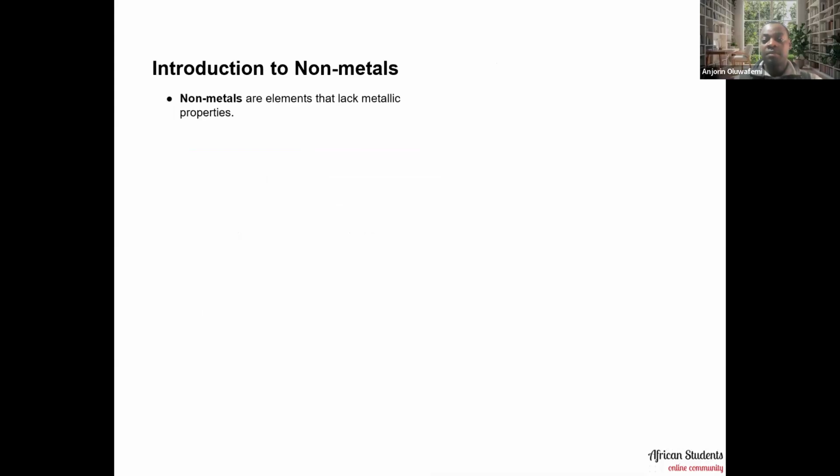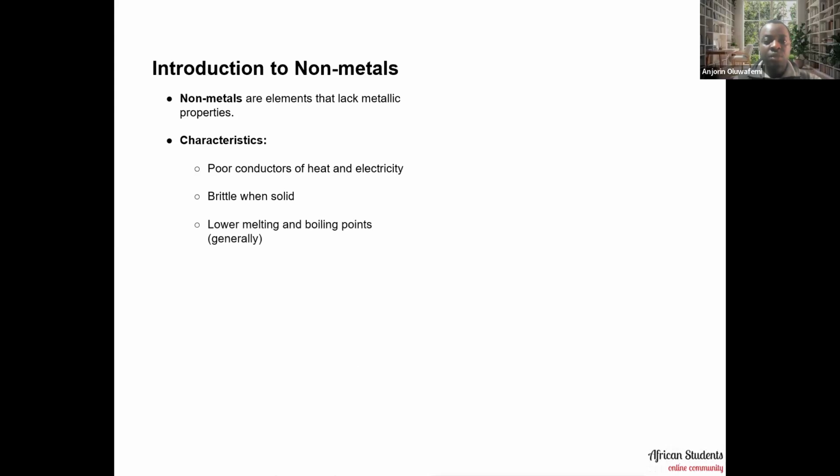Non-metals are elements that lack metallic properties. They lack metallic properties, and hence we call them non-metals. Some of their characteristics include, one, they are poor conductors of heat and electricity. It's just like the inverse of what you have with metals. They're brittle when they're solid, so they are very soft and can easily be broken. Generally they have low melting and boiling points, maybe with some few exceptions.